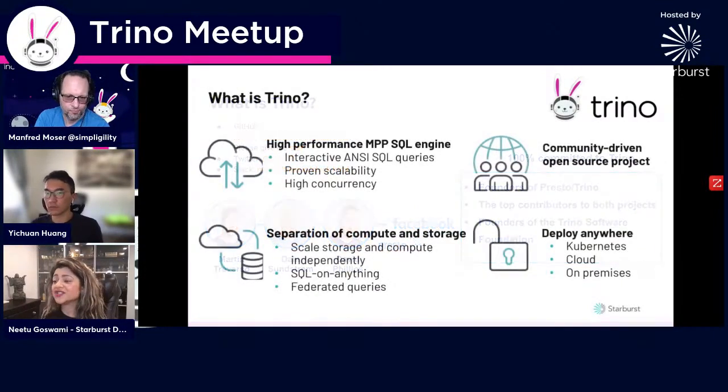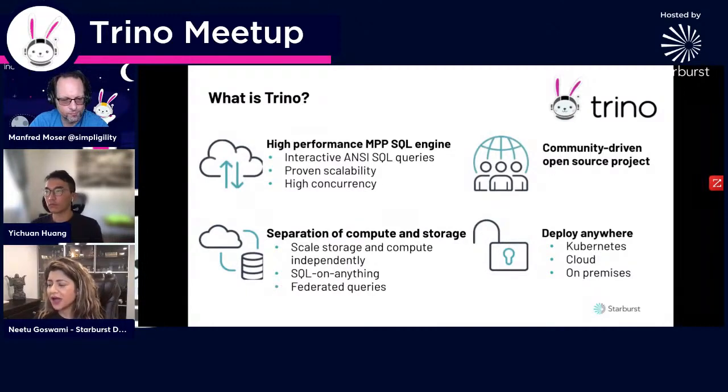So what is Trino? What are some of the challenges that Trino is solving for various organizations all over the globe? It is a high-performance MPP SQL query engine, mostly used for reporting, interactive use cases, or auditing use cases. It is proven for scale as well as high concurrency. As you can tell, created at Facebook, they definitely needed that scale and that high concurrency. So definitely a great SQL MPP query engine.